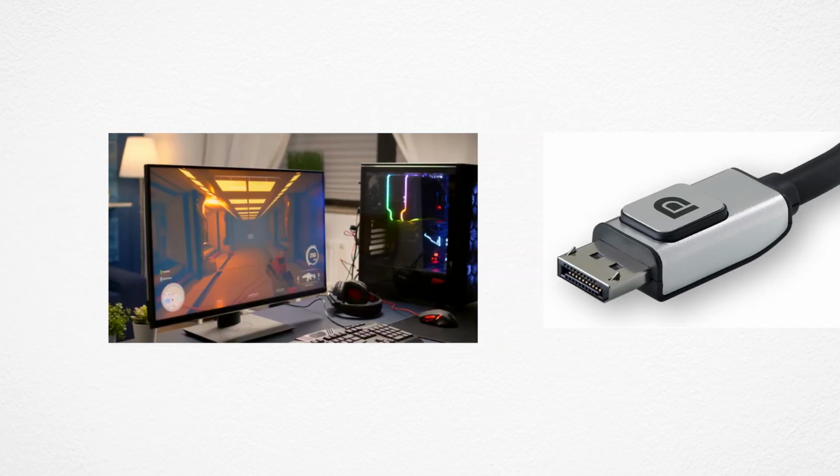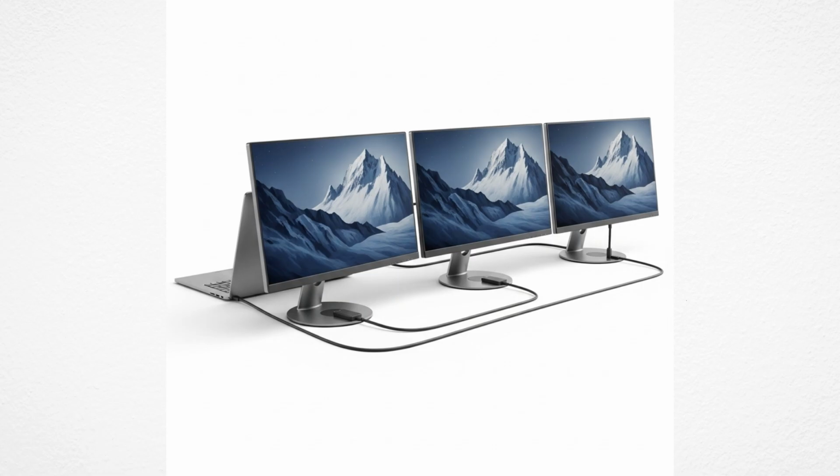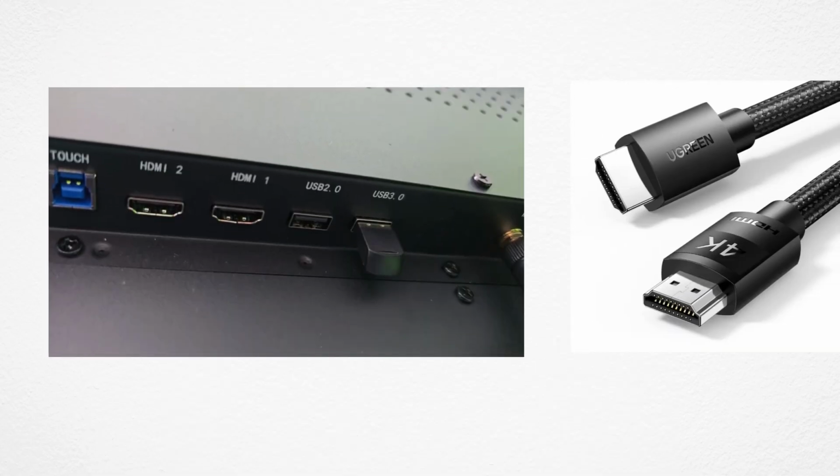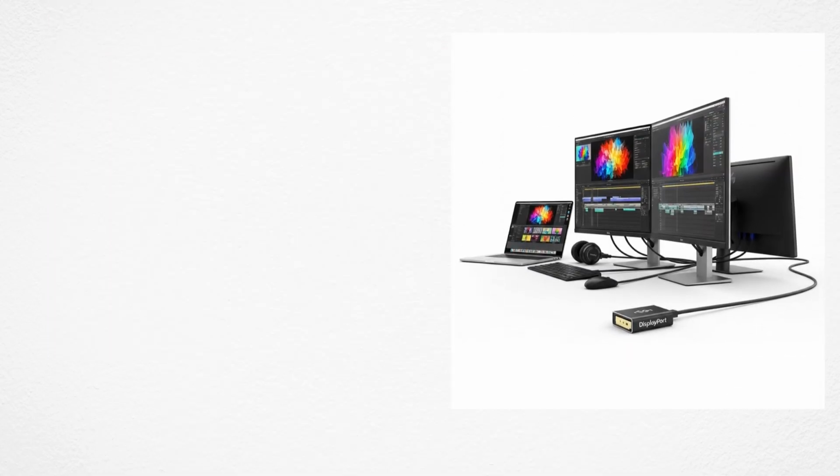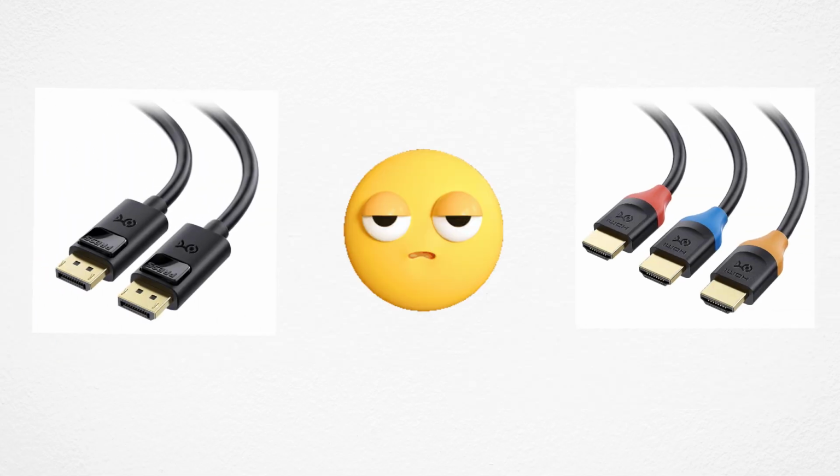Here's the trend. DisplayPort is perfect for professionals, but it's too niche for mainstream adoption. HDMI dominates because everyone has it. DisplayPort remains the secret weapon of content creators, which brings us to the port that makes everyone else look slow.